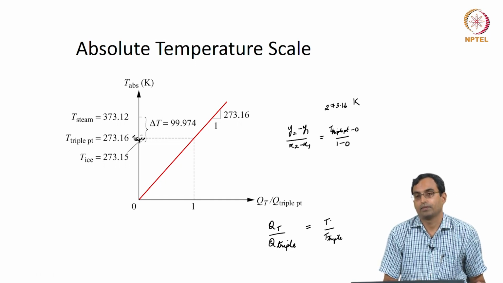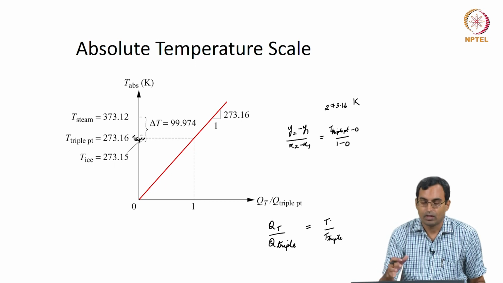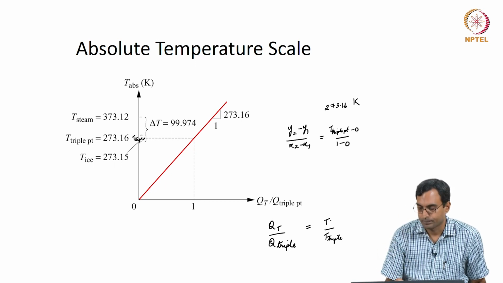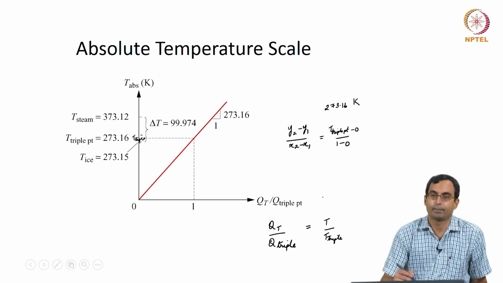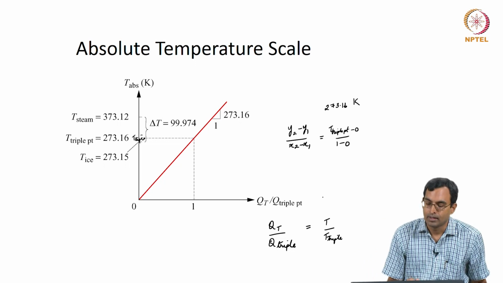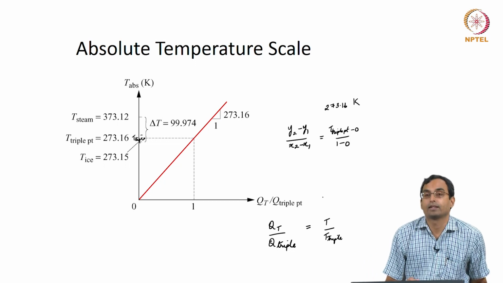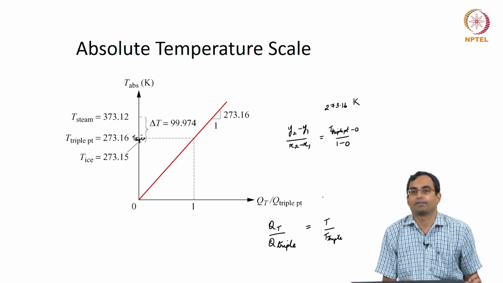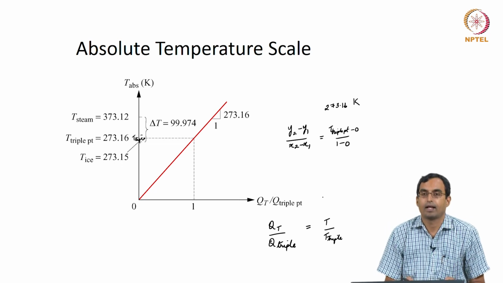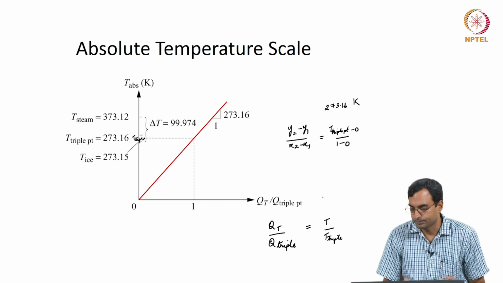So, in theory we know how to make this scale. It is very nice because I have assumed this value, I now need to measure the heat transfers and I can find out the temperature at any given point. But in theory, of course, we know that it is very difficult to make a Carnot engine, because we can't have frictionless devices, it has to be completely reversible and so on.